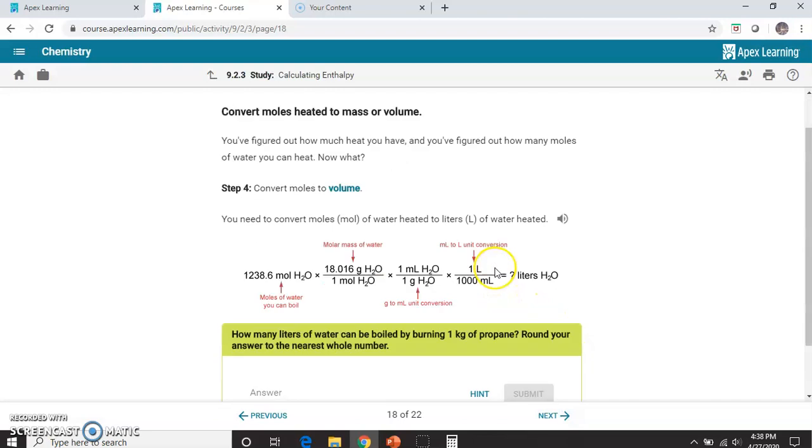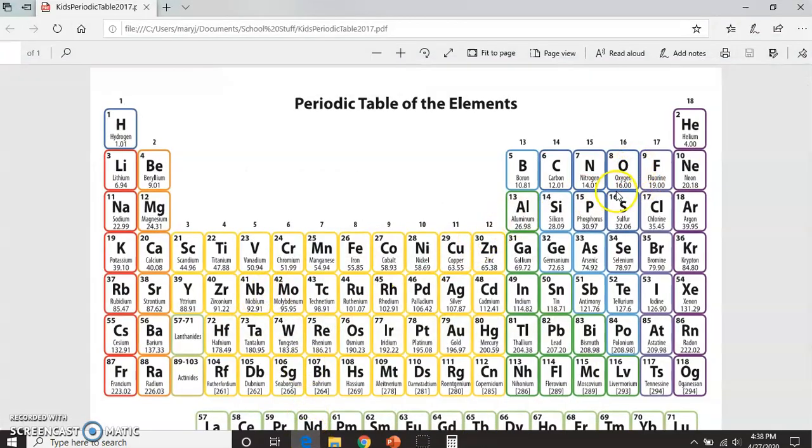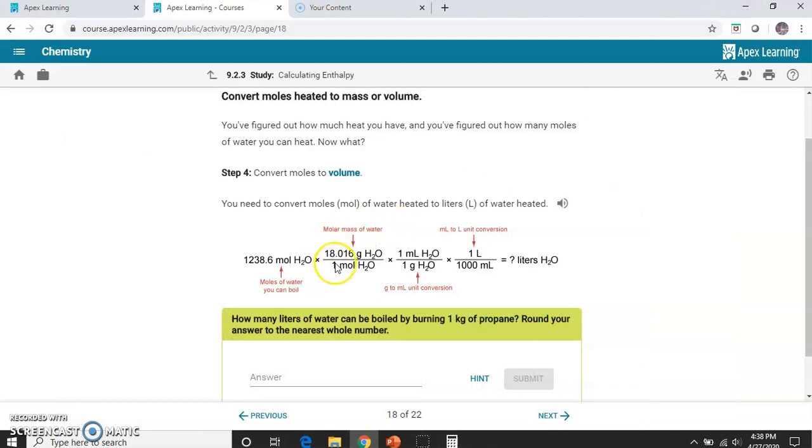So, in the end, we then just convert to volume. Okay, so we know that's how many moles of water. We then know that 18 grams of water, where did I find the grams? I found it on my periodic table. Oxygen had 16. There were 2 hydrogens. That's where the 18 came from, the molar mass of water.